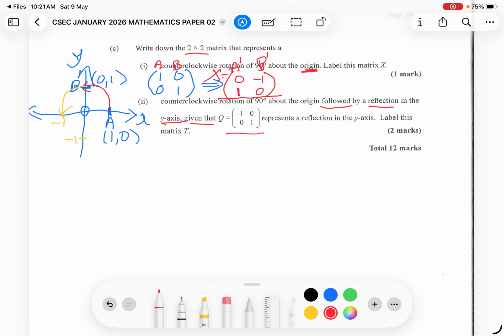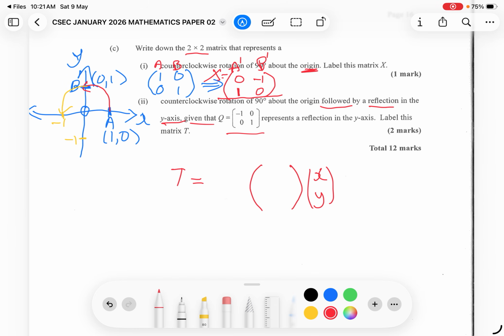Why do I say double? They said followed by. So I'm going to do one, then do the other one, representing a reflection in the y-axis, and we should label this T. So we want matrix T. What's matrix T equal to? When we transform a point, xy, by a matrix, we multiply the point by the matrix.